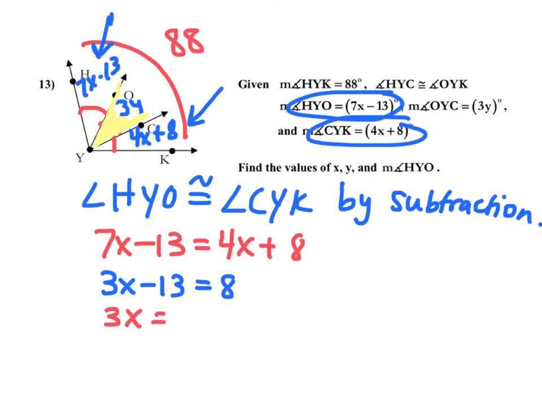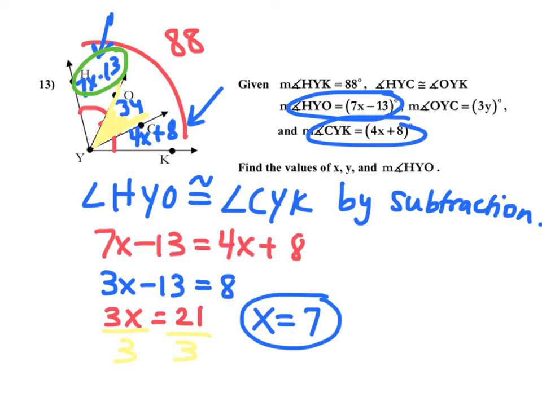So I get 3x equals 21. Divide both sides by 3. Final answer for x is going to be x equals 7. Cool. Now, I also have to find the value of y. Well, in order to do that, guys, I need to plug back in. I'm going to plug in the x to these two angles so I can find those measures.